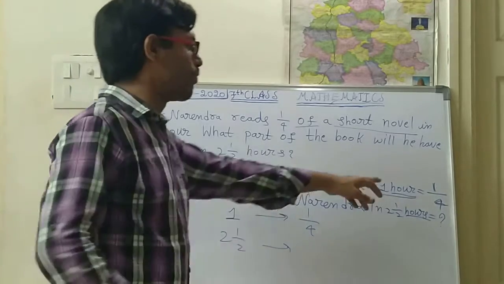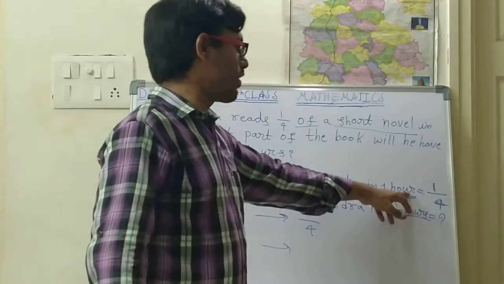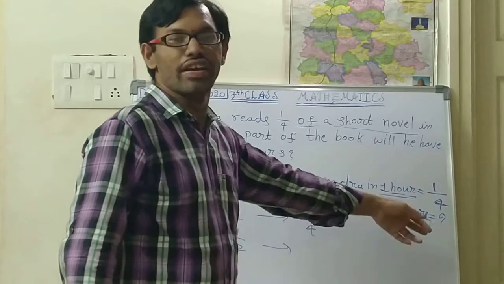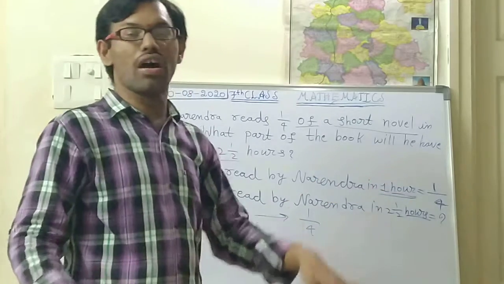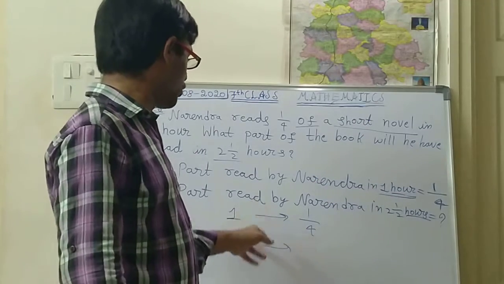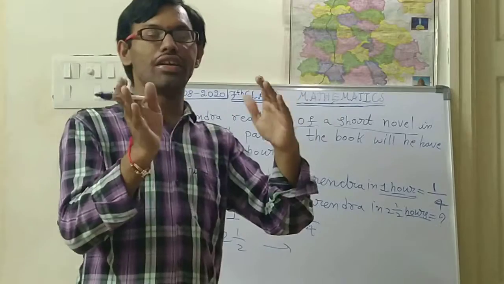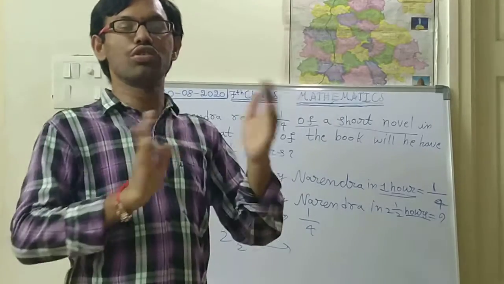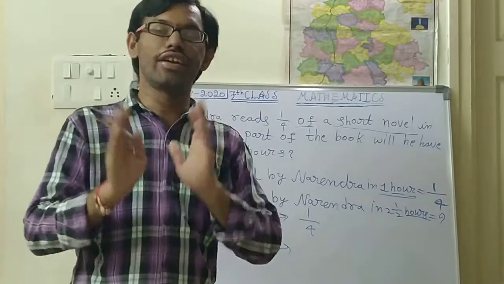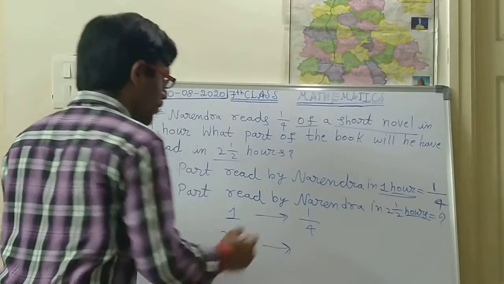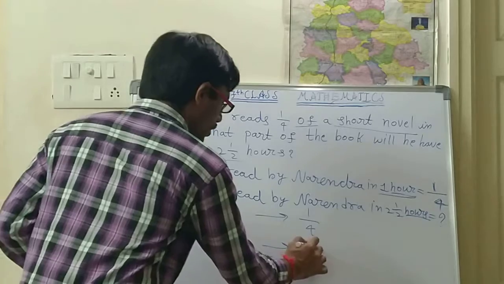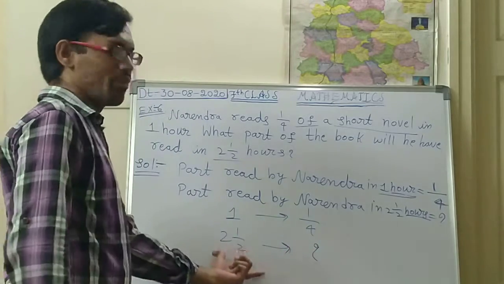Suppose this is given in hours and this is given in days, then you should convert the days into hours, so that these two units are equal. Centimeters and meters, you should convert both into either meters or centimeters. Okay, like that you should be able to find. Next, in the 2.5 hours, how much part? You should keep it like this.